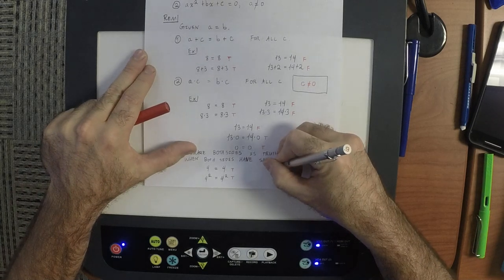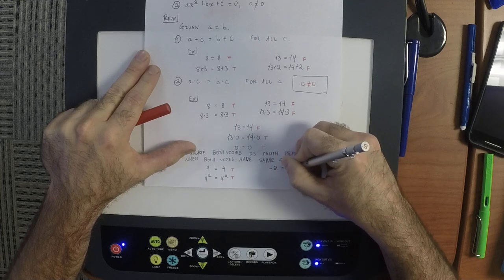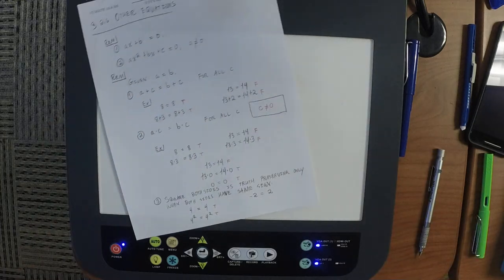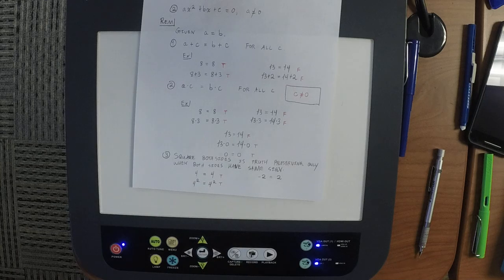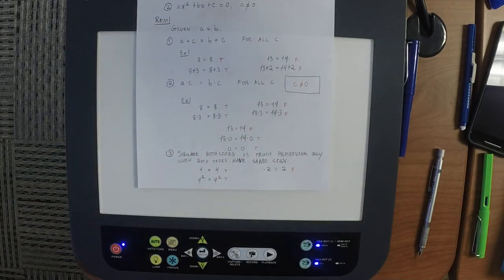How about this? How about negative 2 equal 2? Is that true? It's false. Let's square both sides.